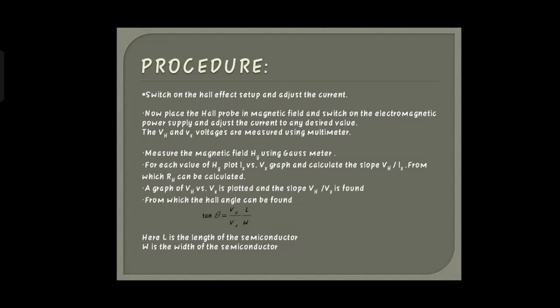For each value of Hy, plot the Ix versus Vx graph and calculate the slope, that is Vh by Ix, from which we can calculate the RH. A graph of Vh versus Vx is plotted and the slope, that is Vh by Vx, is found, from which we can calculate the Hall angle, given by tan theta is equal to Vh by Vx into L by W. L is the length and W is the width of the semiconductor.